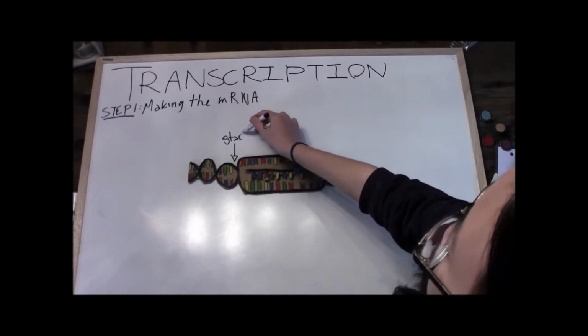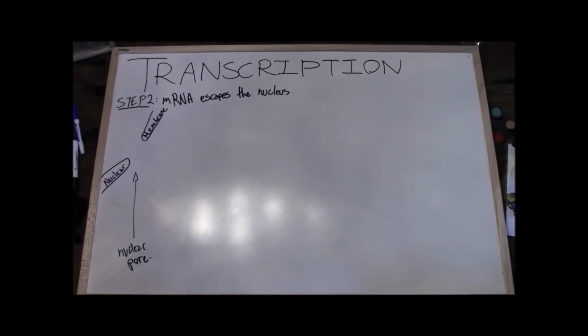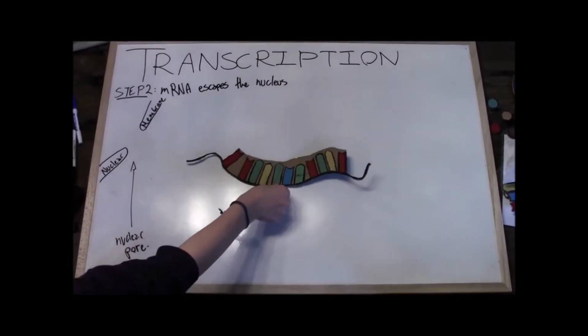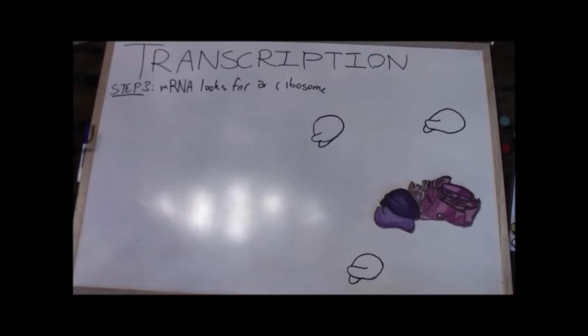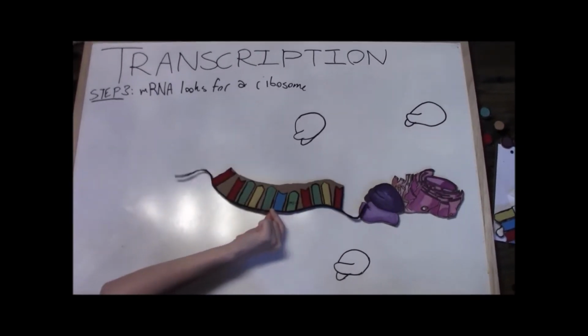The copying of DNA starts and stops with the signal in the DNA. The RNA then exits the nucleus through a nucleopore. With this copy, the original DNA is still safe in the nucleus. This RNA searches for a ribosome. Ribosomes can be found on the endoplasmic reticulum or just floating around in the cytoplasm.